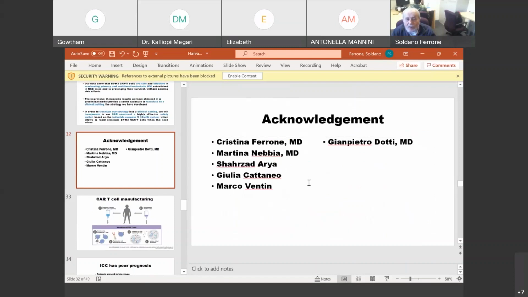And finally, let me conclude my talk acknowledging the colleagues who have played a major role in the development of this project. Among them is my daughter, who is responsible for the cholangiocarcinoma program, and Dr. Dotti at the University of North Carolina, who has generated some of the CAR T cells utilizing the antibody that we have developed. Okay, thank you.